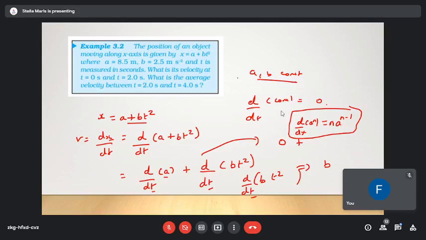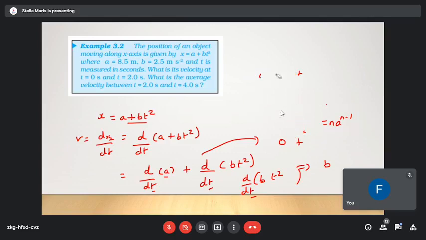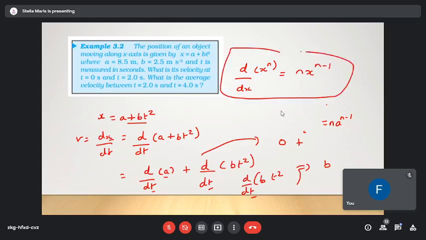So let's say this is the format, actually. d by dx of, let's say, x squared, we are differentiating x squared. Just copy down this format, then you can follow. So d by dx of x power n is nothing but n into x power n minus 1.